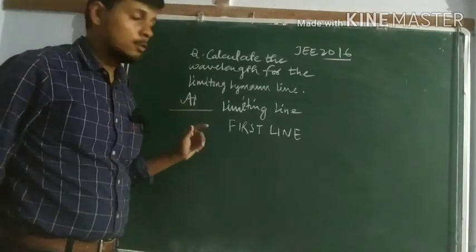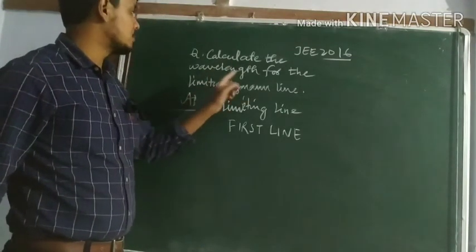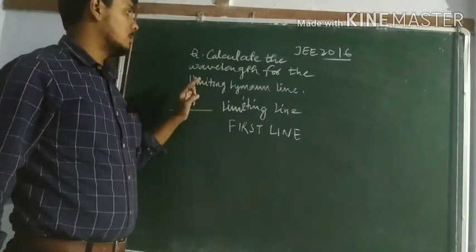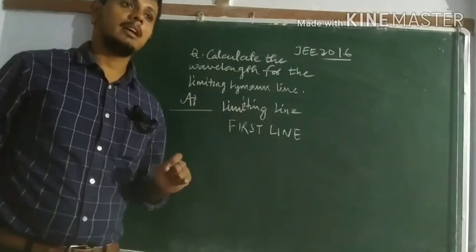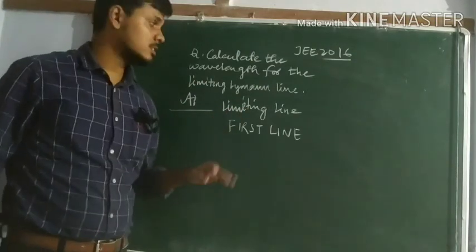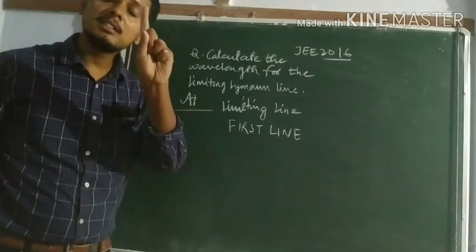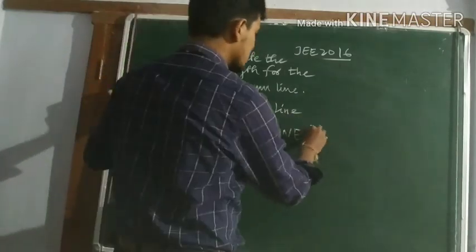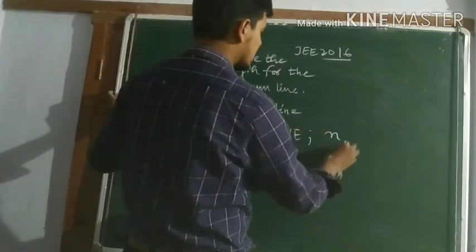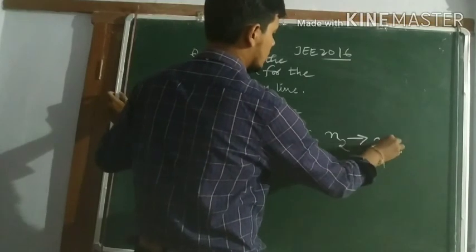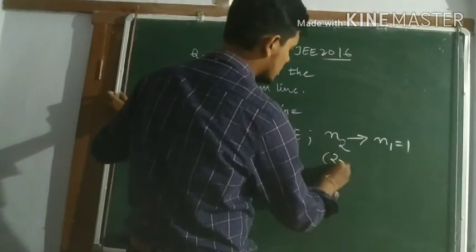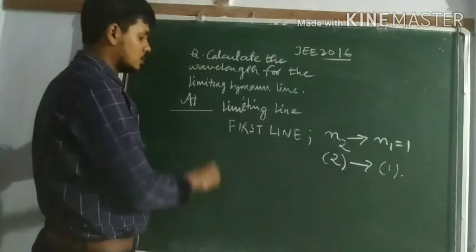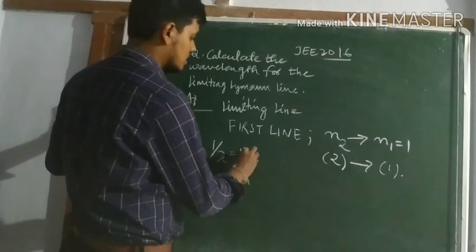Let us see a problem now. Calculate the wavelength for the limiting Lyman line. You are asked to calculate the wavelength for the limiting Lyman line. So what is the limiting Lyman line? The limiting Lyman line is the first Lyman line, which is called the limiting Lyman line. The first Lyman line corresponds to n2 to n1 equals 1, where n2 is 2, so from 2 to 1. That is the limiting Lyman line.